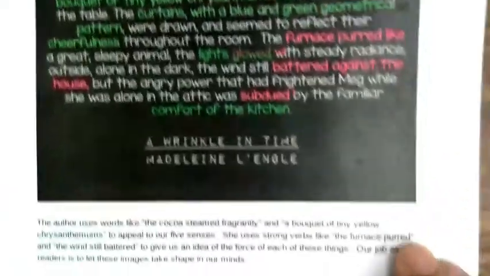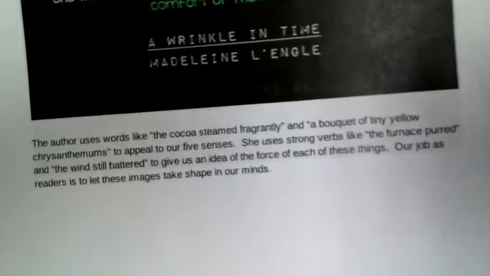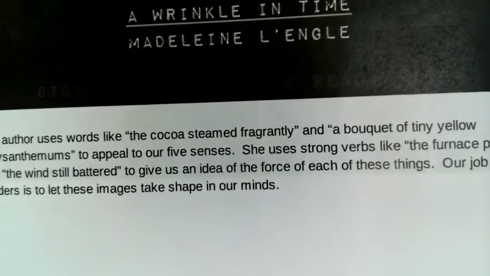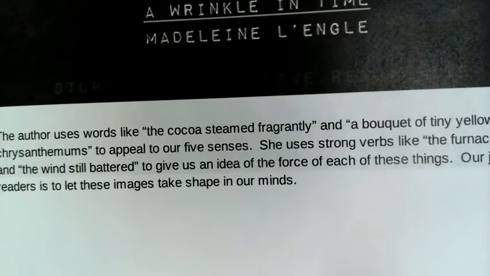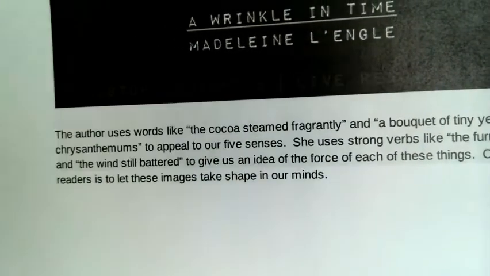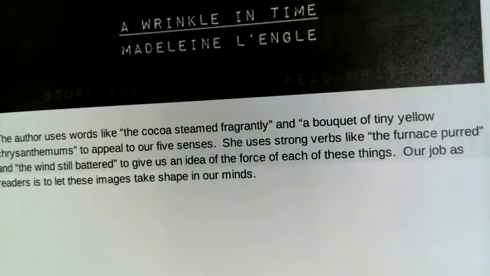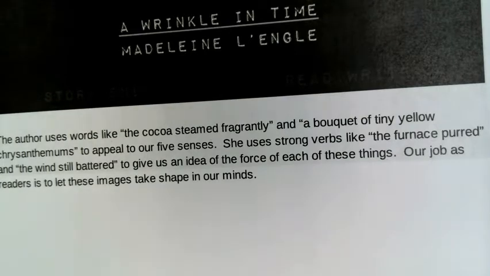Okay, so I want to show you here a little bit at the bottom some explanation. Get a little bit closer here. Okay. So the author is using words like the cocoa steamed fragrantly and a bouquet of tiny chrysanthemums to appeal to our 5 senses. And we've got these strong verbs like the furnace purred and the wind still battered to give us an idea of the force of these things. And then our job as readers is to let these images take shape in our minds so that we can more easily picture what's going on. And if you can create a picture based on the words that the author is giving us, then you're a little bit better able to understand what is happening, okay?